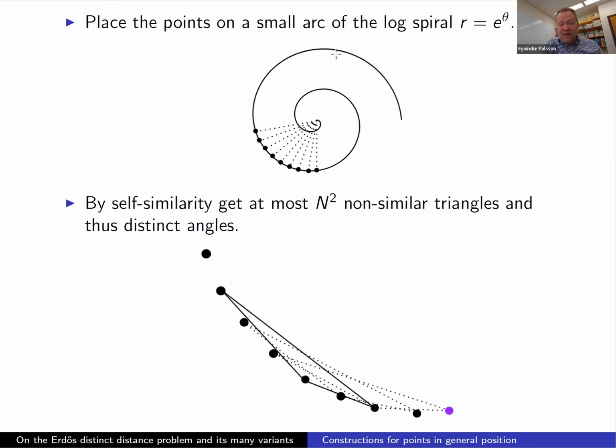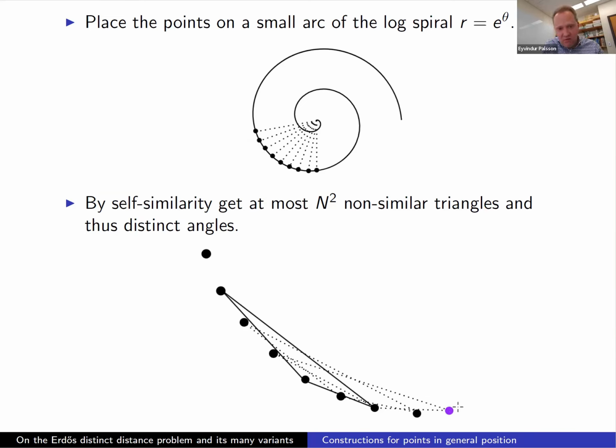So the logarithmic spiral, what is it? It's just, in polar coordinates, r equals e^theta. So you're just spiraling around: send your angle down to minus infinity and you get to 0, send it out to plus infinity and you've spiraled out. And the idea is to take a small arc of this logarithmic spiral and place points at equal angles on the spiral. And there's something magical that happens.